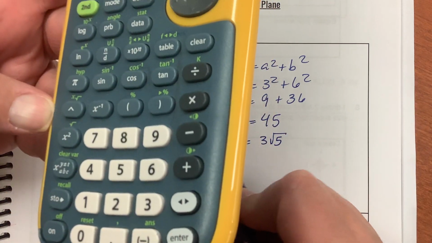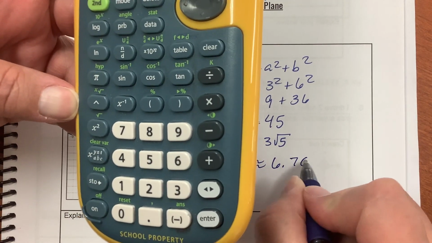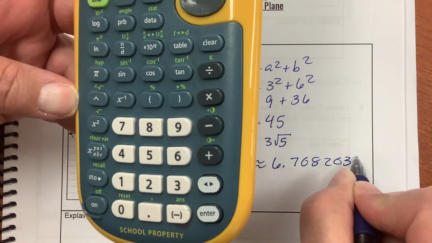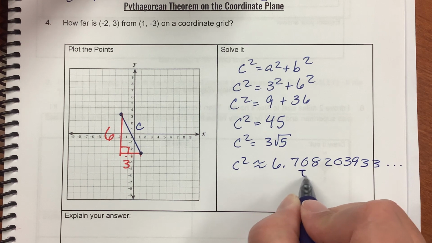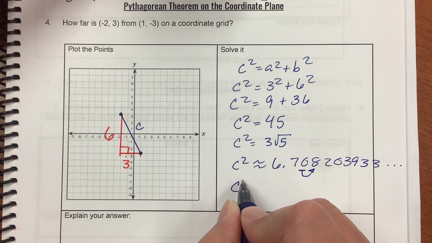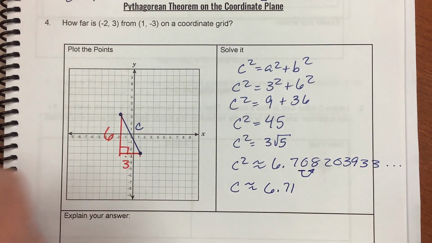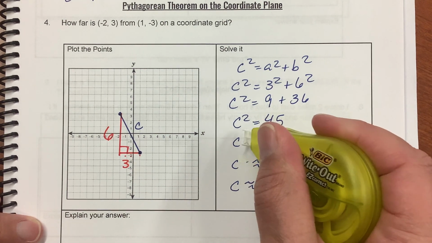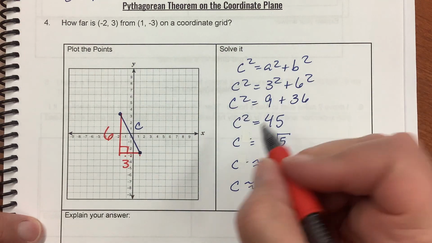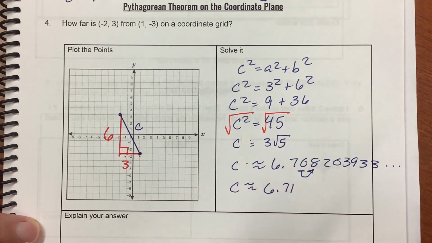So my C is approximately 6.708203933, yada, yada, yada. 0, 8 says go up. C is approximately 6.71. Now, look at me making mistakes all over the place today. This isn't C squared. Neither is that. Back here, I should have written that that's square rooted. That's how you get C, and that's a square root.